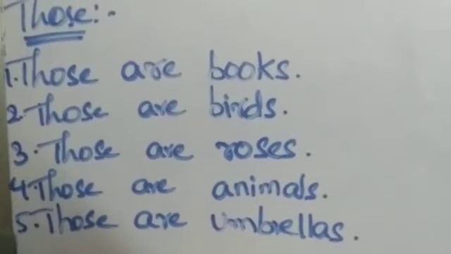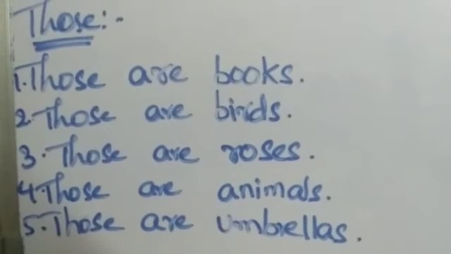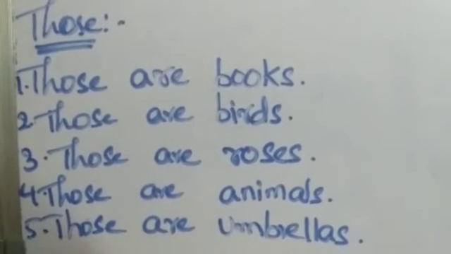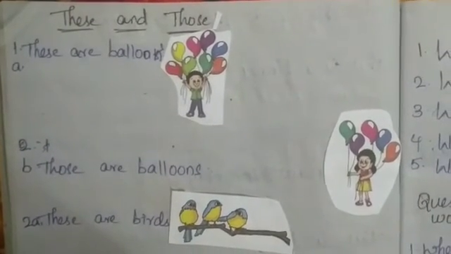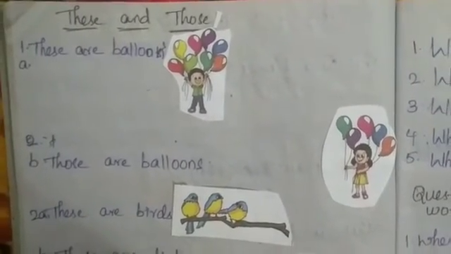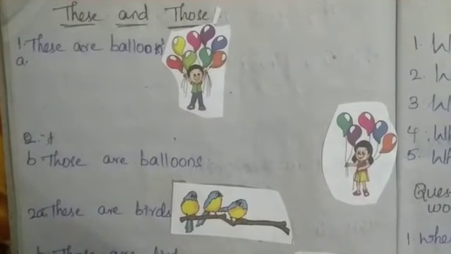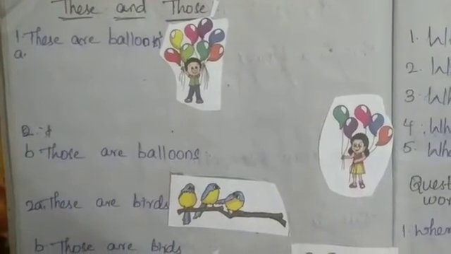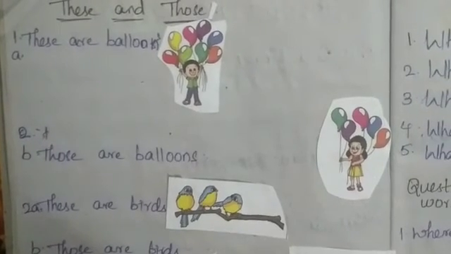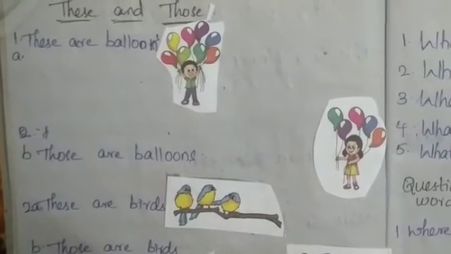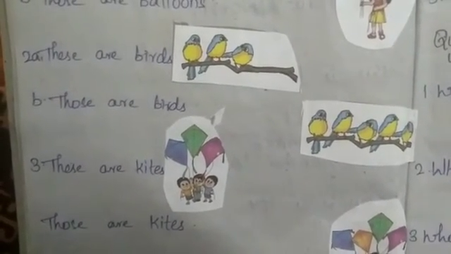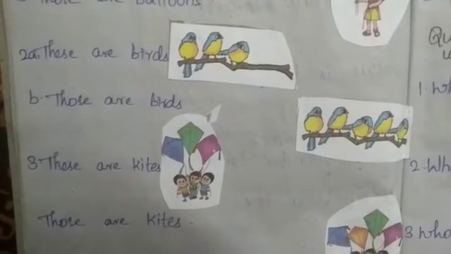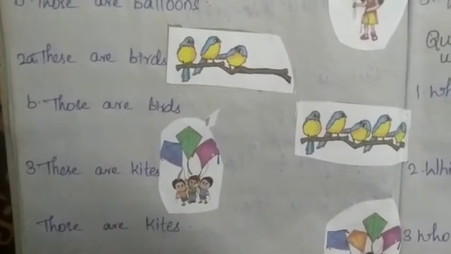Let us learn some more examples based on these and those. Here, these are balloons. So here you can see that the boy is very near. These are balloons. Whereas coming to the second sentence, that is B, those are balloons. The balloons are far. These are birds. Whereas B, those are birds.